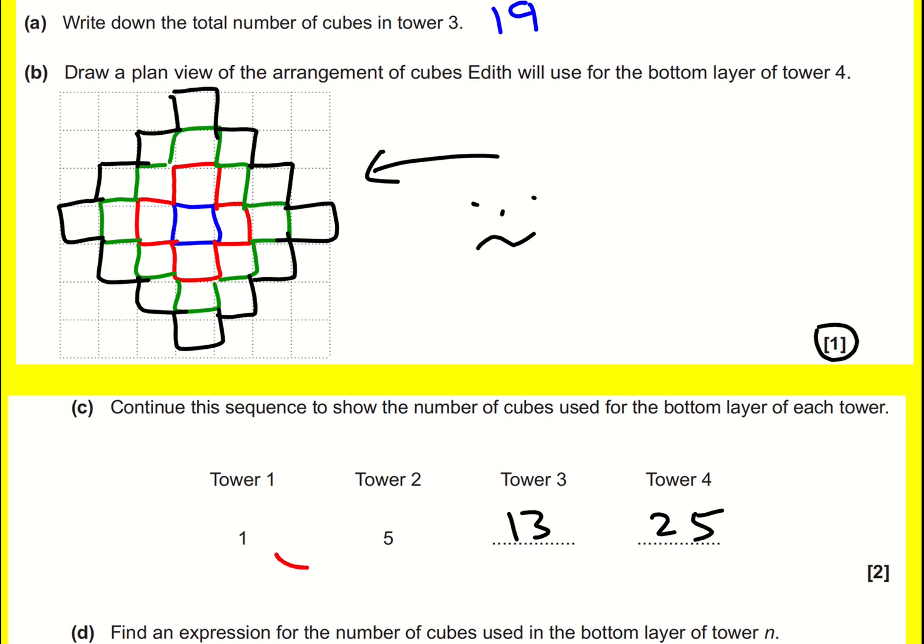Now if I look at this, I see that it's going up by 4, it's going up by 8, and then it's going up by 12. So this does actually fit in because the difference is going up by, the difference of the difference is actually 4.